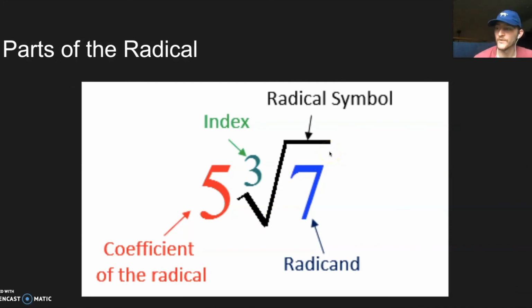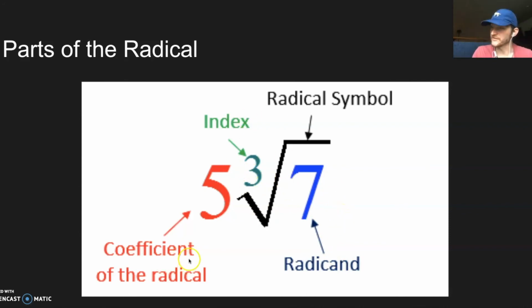All right, so now we're looking at the parts of the radical. We have some different terminology for everything involved with this operation. Whatever we're taking the root of, whatever we're putting the radical sign over, is known as the radicand. If I'm taking the square root of 49, 49 is my radicand. In this case, I'm taking the cubed root of 7, and so 7 is my radicand.